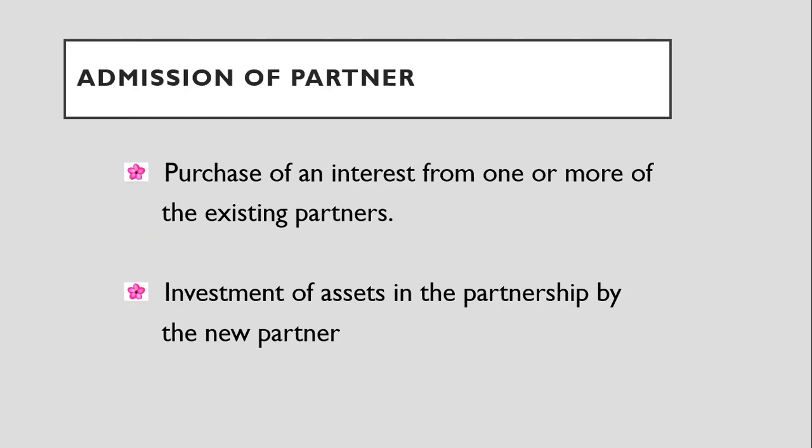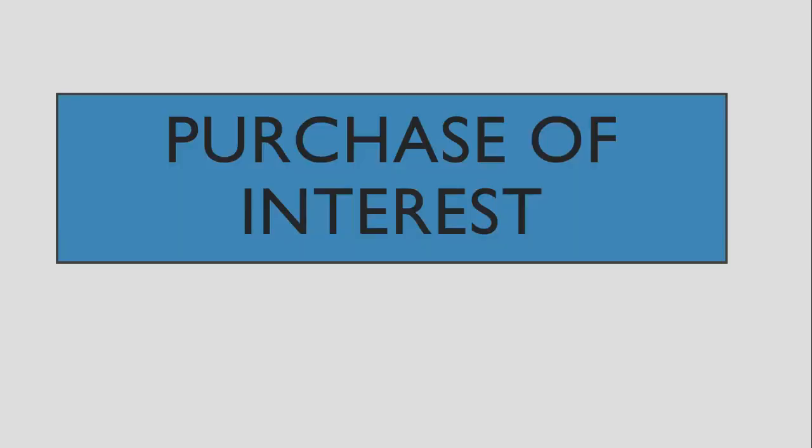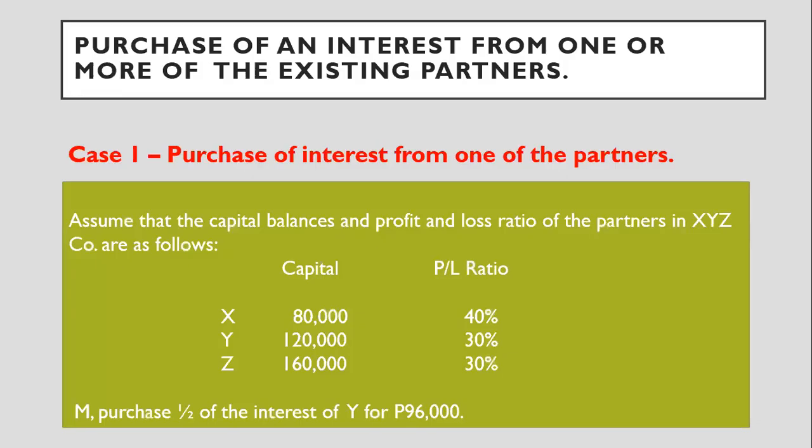In the admission of partner, there are two ways on how a partner can be admitted into the partnership. The first one is purchase of an interest from one or more of the existing partners. And the other one is investment of assets in the partnership by the new partner. Our first discussion will focus on the purchase of interest. So first, we have purchase of an interest from one or more of the existing partners.